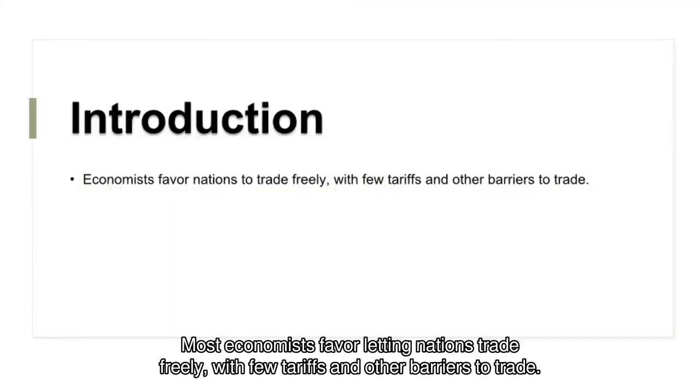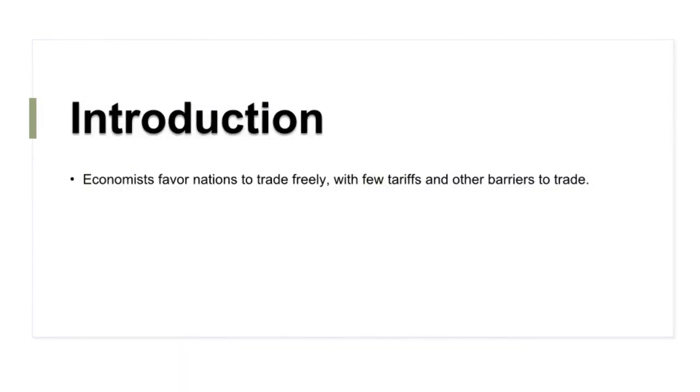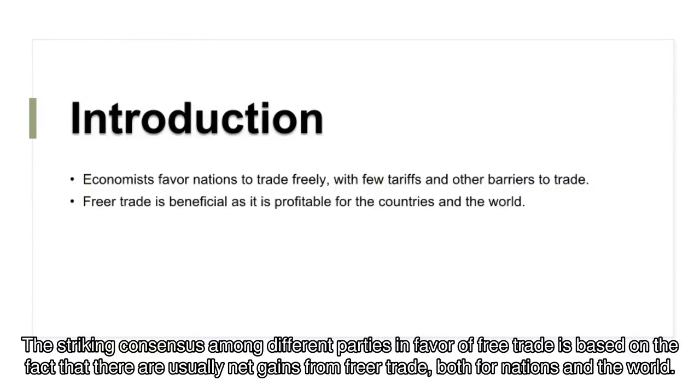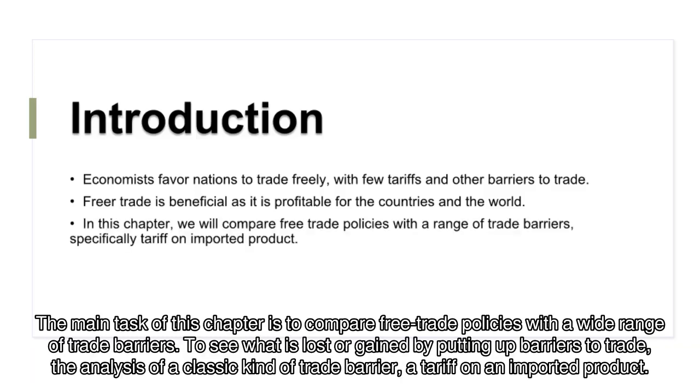Most economists favor letting nations trade freely, with few tariffs and other barriers to trade. The striking consensus among different parties in favor of free trade is based on the fact that there are usually net gains from freer trade, both for nations and the world. The main task of this chapter is to compare free trade policies with a wide range of trade barriers.